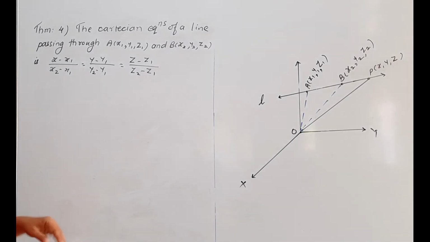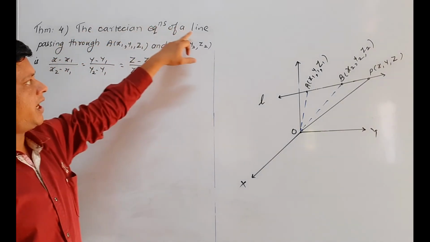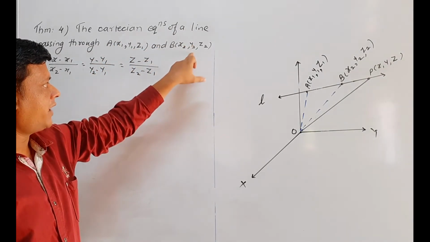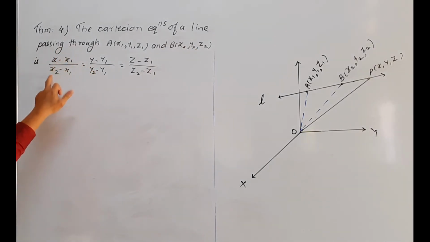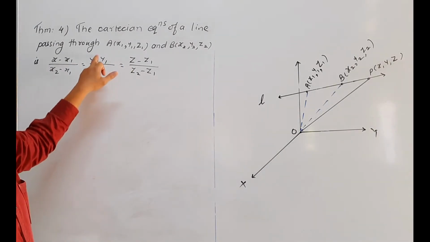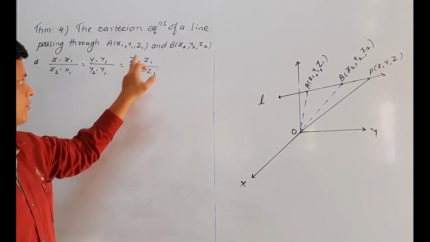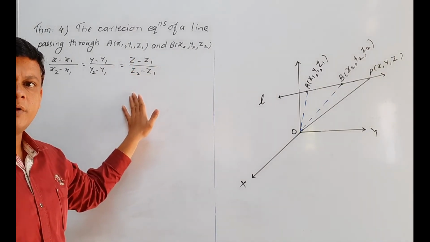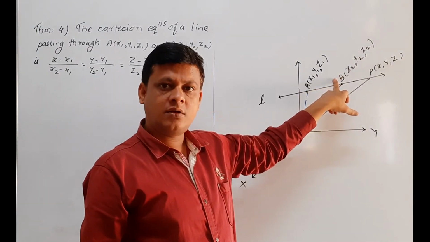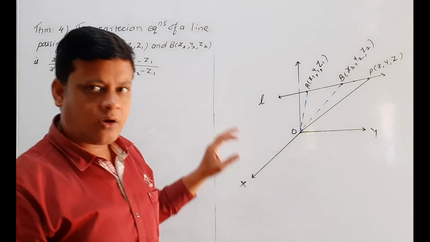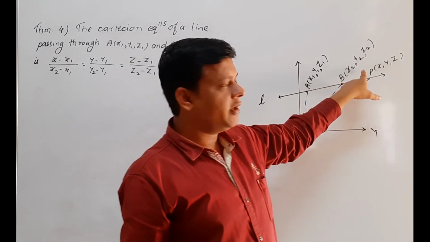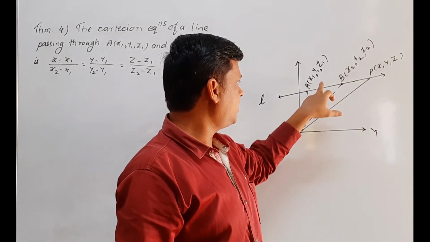Now see the next theorem: the Cartesian equations of a line passing through A of x1 y1 z1 and B of x2 y2 z2 is x minus x1 upon x2 minus x1 equals y minus y1 upon y2 minus y1 equals z minus z1 upon z2 minus z1. So instead of the position vectors of these points A and B, we have provided the coordinates of those points, that means Cartesian form.